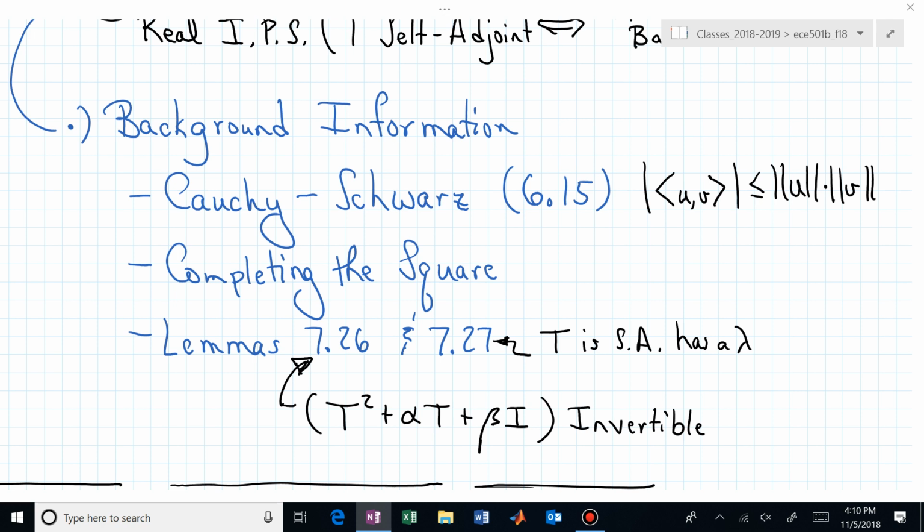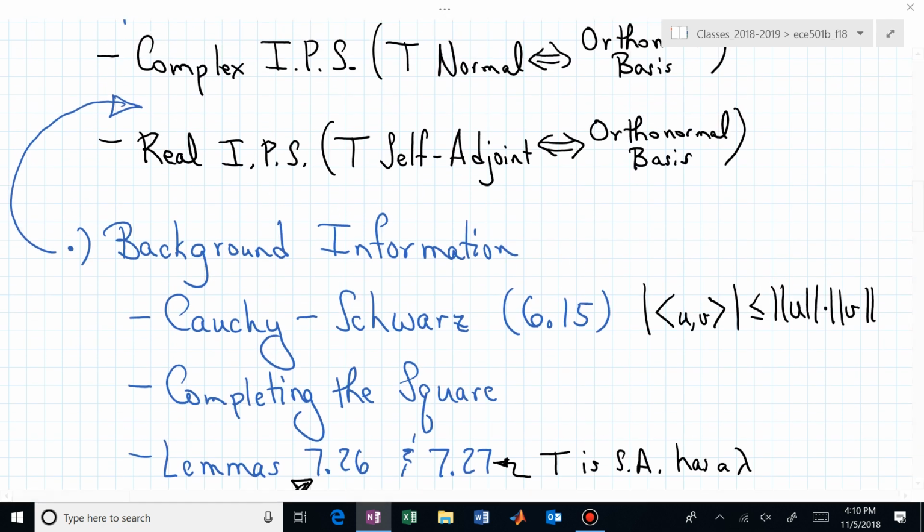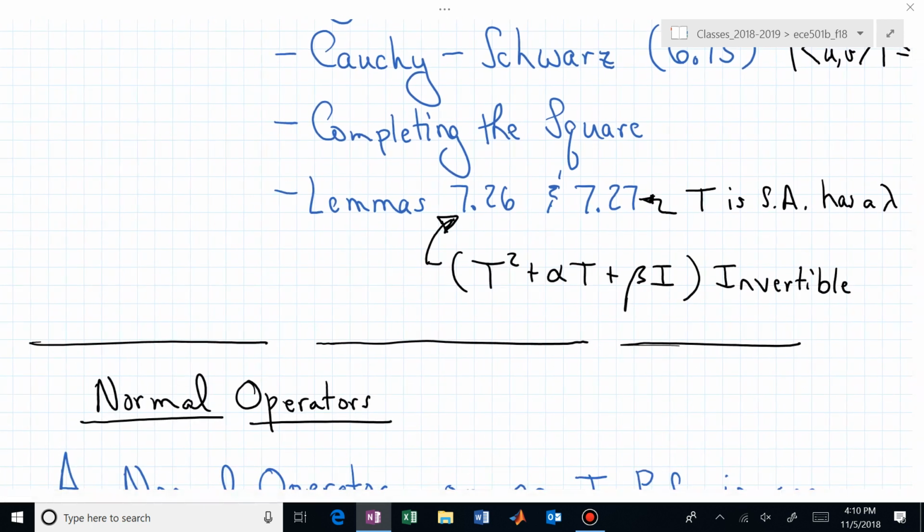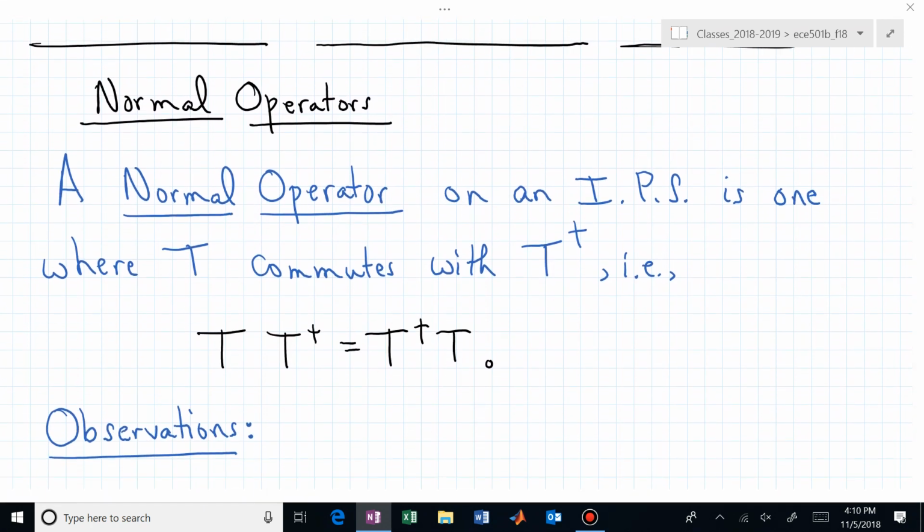We'll use that background information to then be able to conclude that if T, our linear operator, is self-adjoint, we can have an orthonormal basis. And that means it is diagonalizable when we have this orthogonal basis. But it's more restrictive, and we have to use this background information to keep things comprehensive. We have to make sure that we remember what we learned in the past.